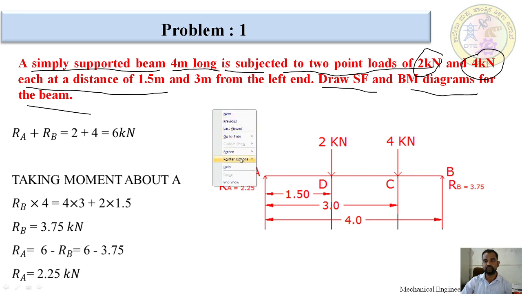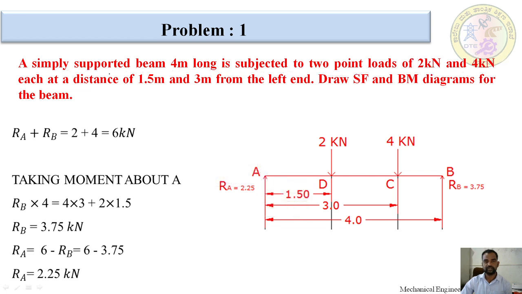I am going to say it one more time. A simply supported beam 4 meter long, with 2 point loads of magnitude 2 kilonewton and 4 kilonewton, and distances of 1.5 meter and 3 meter from the left support. You have to take every distance from the left support only.